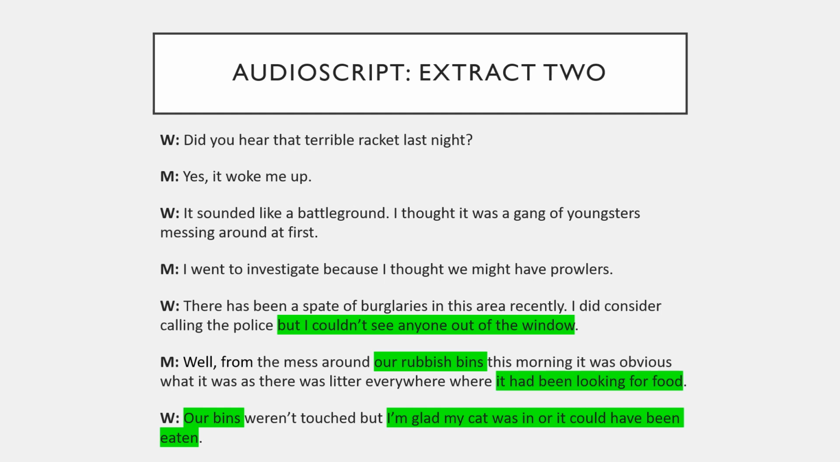Now let's look at question 2. Okay, so we know that it's not A. We know that it's not a cat because the lady says in the final sentence, "I'm glad my cat was in." So that tells us that the cat was not involved. It can't be B because the woman also says she couldn't see anyone out of the window. So there wasn't a person or a burglar involved. So the answer must be C, which is supported by 2 quotes. Number 1, the man says it had been looking for food. And the woman says, in reference to her cat, that it could have been eaten. So both of those suggest to us that it is some kind of wild animal.